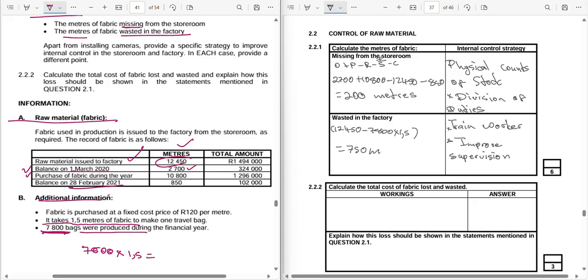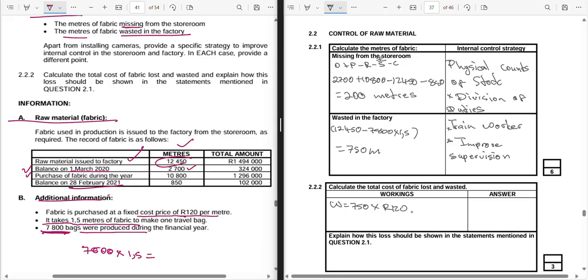So if they want cost of wasted, since now you have this cost price here, and they asked about it, they are saying calculate the total cost of fabric lost and wasted. So now they want for wasted. There is 750 meters square wasted, so we are going to say 750 multiply by what? By cost price. We have the cost price there, it is given. How much is the cost price? The cost price is 120 per meter square. You multiply by 120.